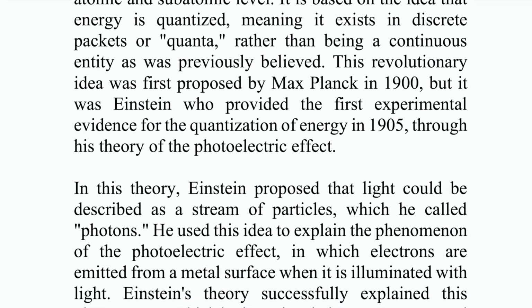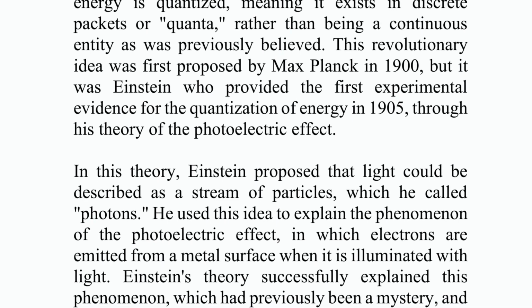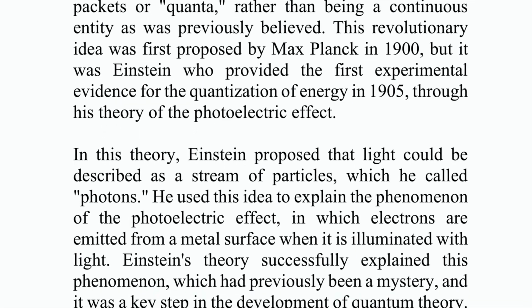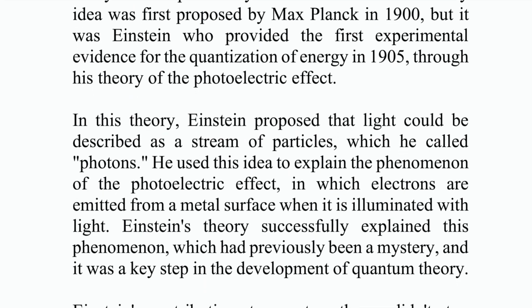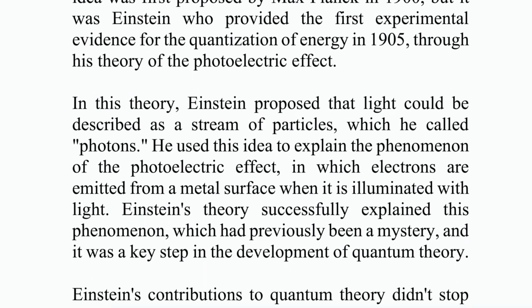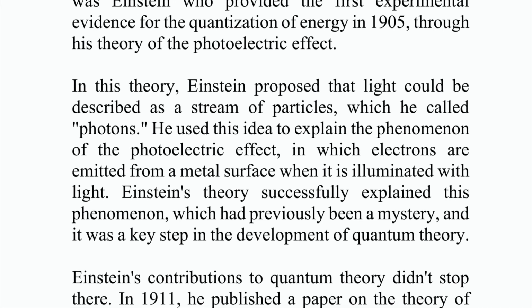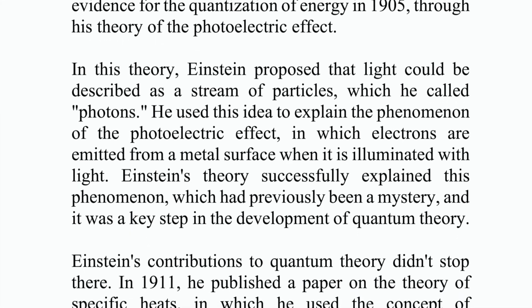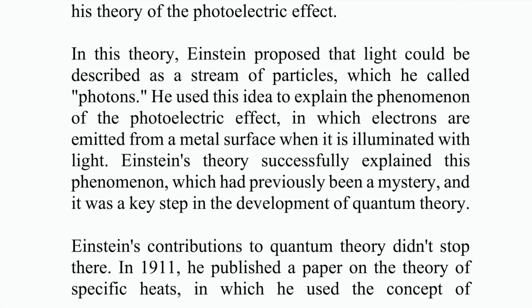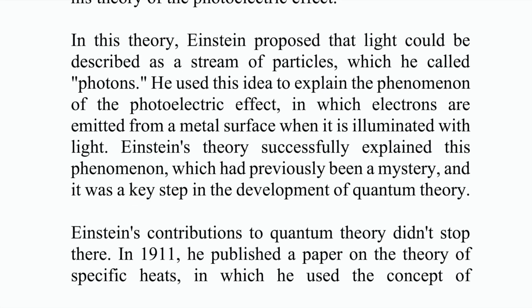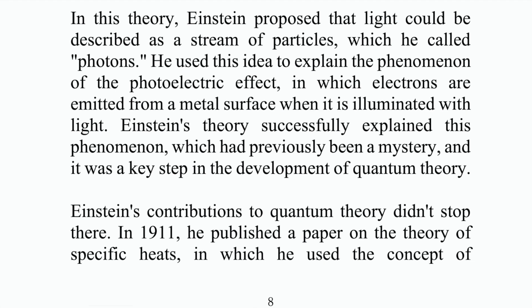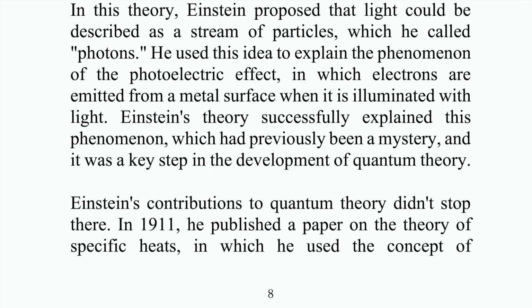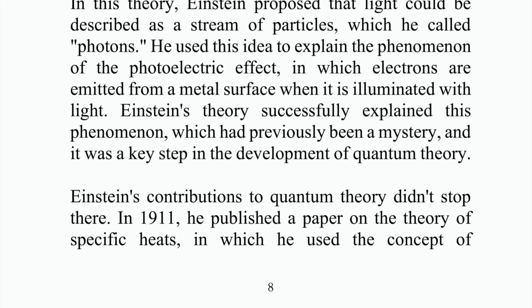In this theory, Einstein proposed that light could be described as a stream of particles, which he called photons. He used this idea to explain the phenomenon of the photoelectric effect, in which electrons are emitted from a metal surface when it is illuminated with light. Einstein's theory successfully explained this phenomenon, which had previously been a mystery, and it was a key step in the development of quantum theory. Einstein's contributions to quantum theory didn't stop there.